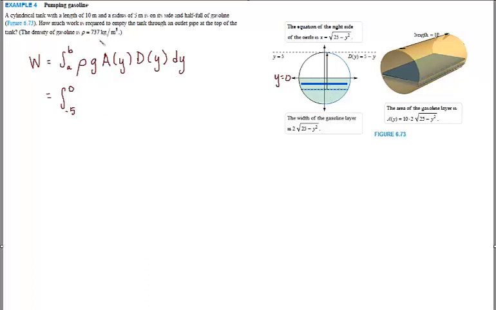The density they gave to us, that's a constant. I like that one. That is 737, in kilograms per meter cubed, so I'm good with that. The gravitational constant 9.8. The area as it changes with respect to y, this one is not quite as pretty. However, I know that this area of this rectangle is going to be whatever this x distance is here, and times 2 because it's on either side.